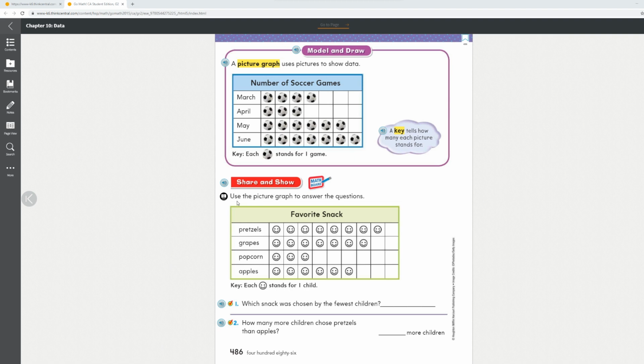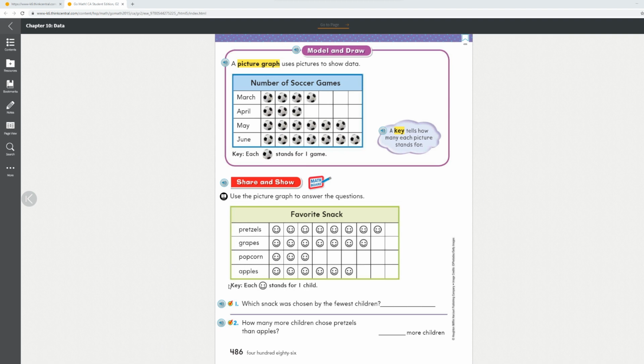Now, share and show. Use the picture graph to answer the questions. So let's work on these together. So here we have a survey taken of favorite snacks. And here are the categories. We have pretzels, grapes, popcorn, and apples.